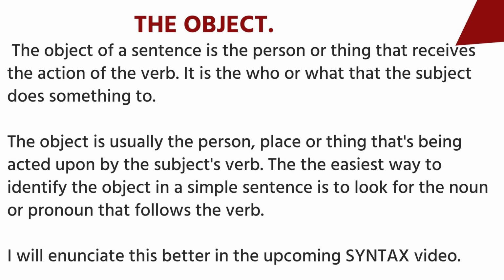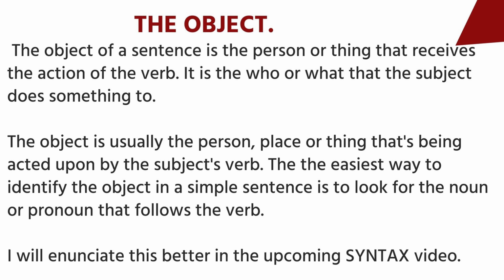Now, the object is usually the person, place, or thing that is being acted upon by the subject's verb, or that is being acted upon by the subject's action. The easiest way to identify the object in a simple sentence is to look for the noun or pronoun that follows the verb. And for this, I will explain the object better in the upcoming syntax video.